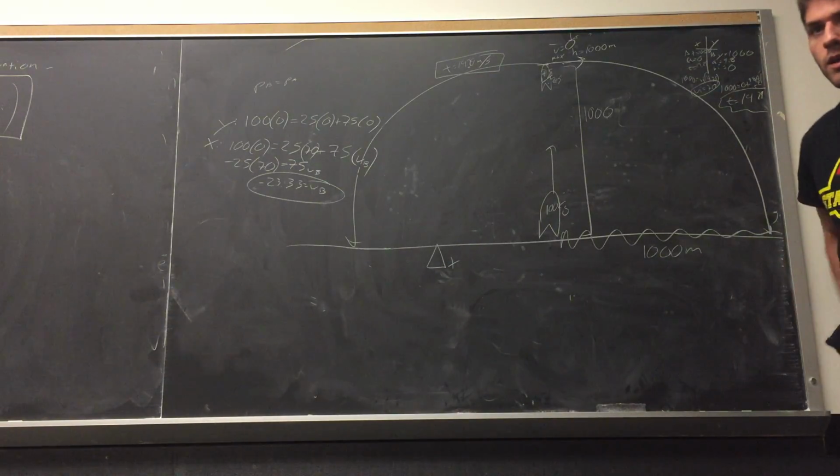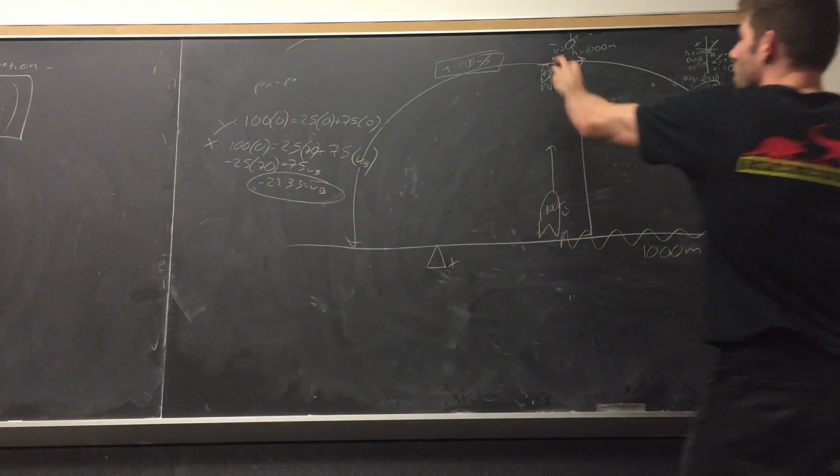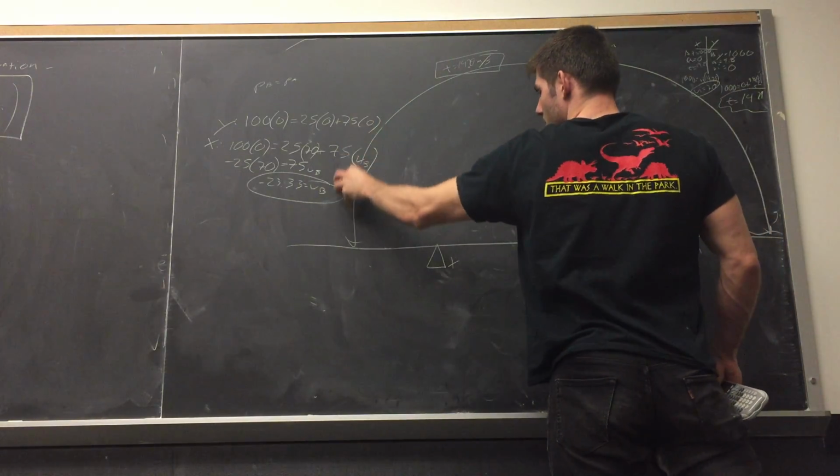What is negative 23 point? That is the velocity that the 75 kilogram thing moves to the left with.